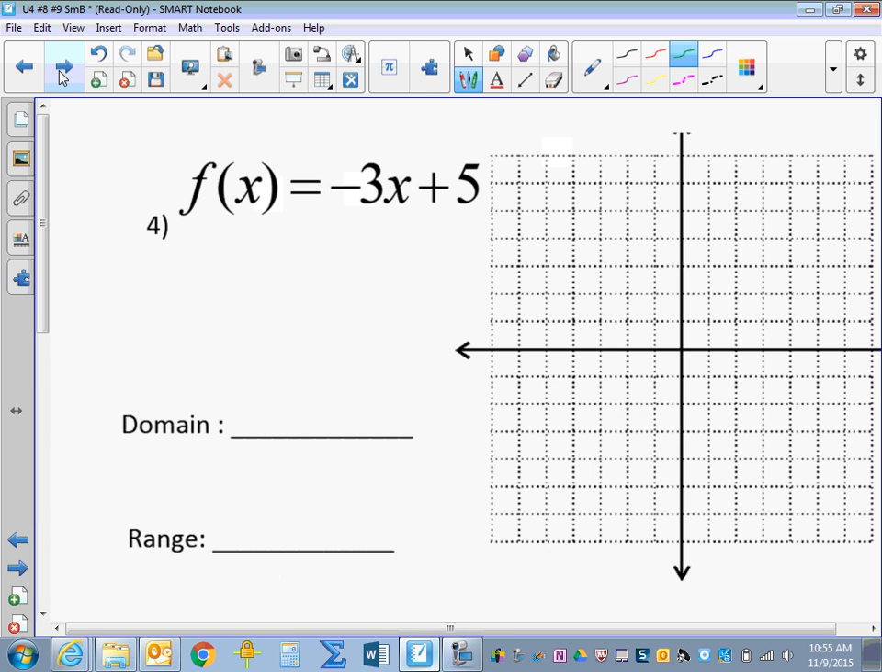All right, my next one. Alma, what's my y-intercept for number 4? Very good. So my y-intercept is 5, so the point (0, 5). 1, 2, 3, 4, 5.